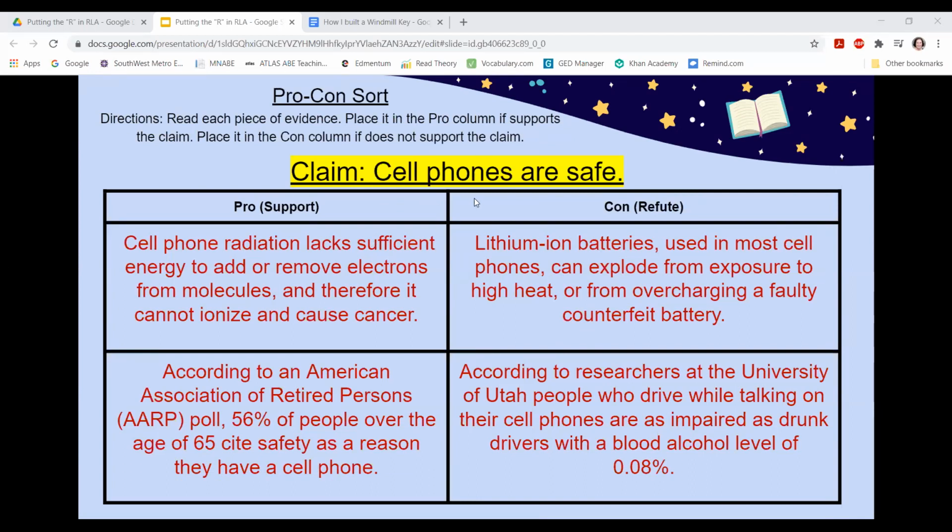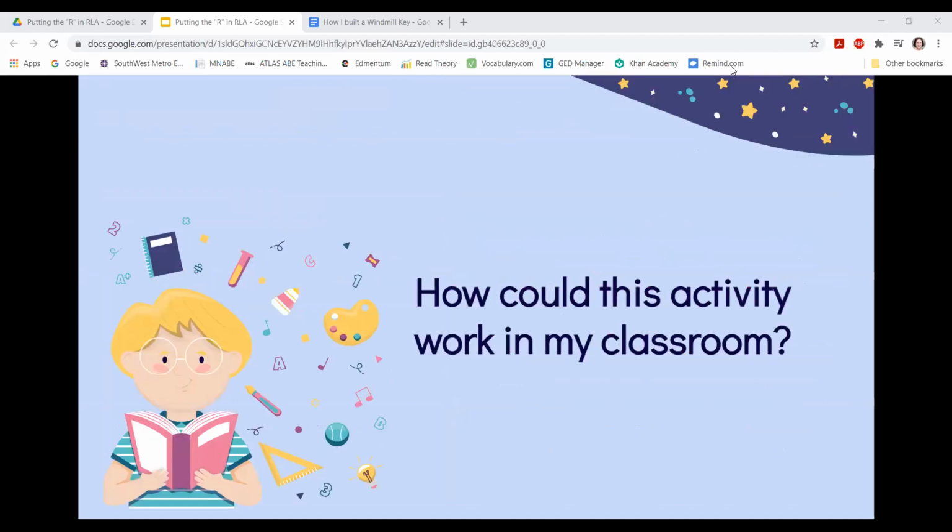Okay, so those are two examples of sorts. Again, definitely a favorite activity of mine in person. I'm still working on my tech skills to make that a little more user-friendly online. Please jot down any ideas about how this could work in your classroom. Feel free to chat any questions you have for me. I'll take a moment to see if there's anything I missed.